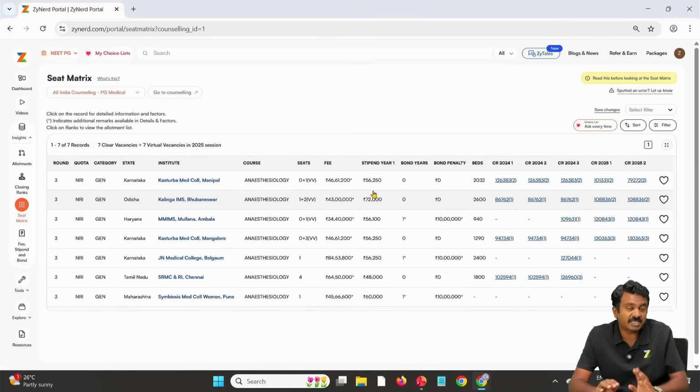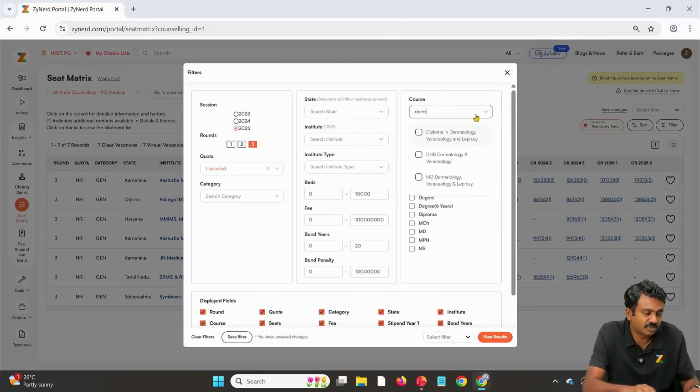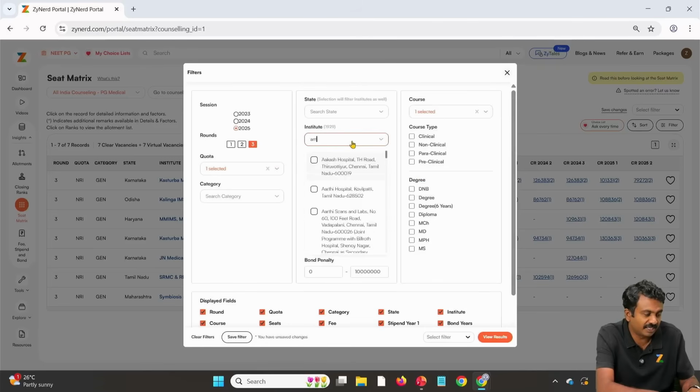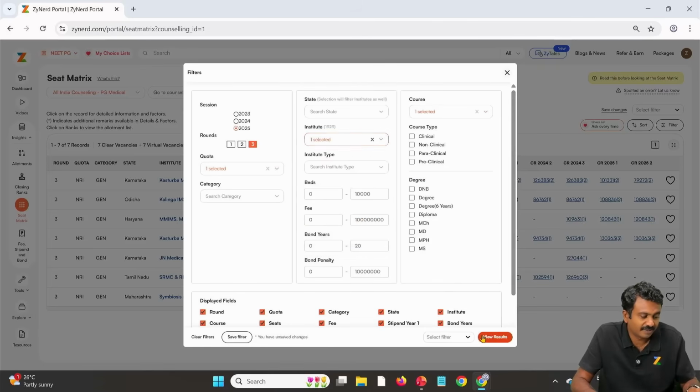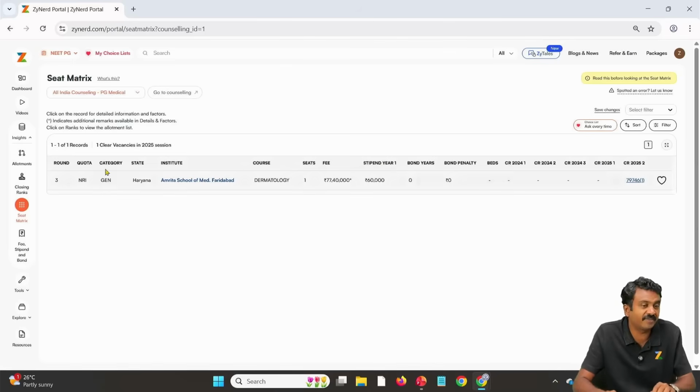Even in deemed, some NRI seats might get converted. So if a single NRI seat is available in your choice list, please do take it. Please don't miss those out, is what we would say. Let us say we are taking dermatology and we are taking Amrita, which is in Faridabad. There is only one dermatology seat under NRI. In the last 2 rounds you might not have had it in your choice list. Now you might have it, so you might want to fill it up if you are interested. In case no NRI picks that up, you might have that as a choice.